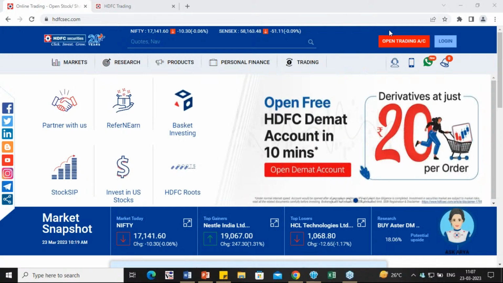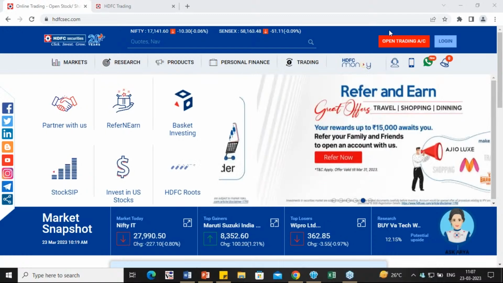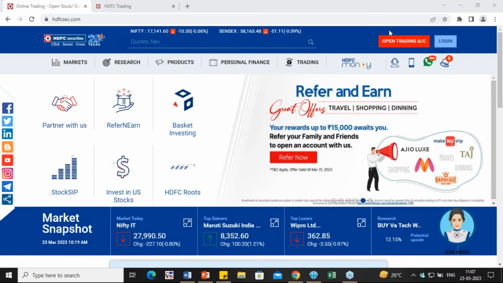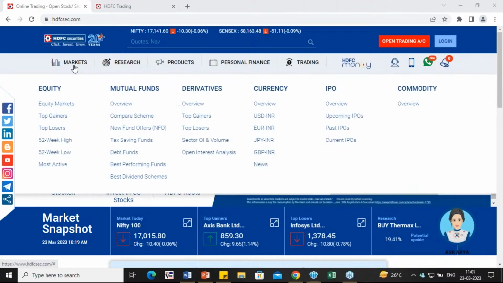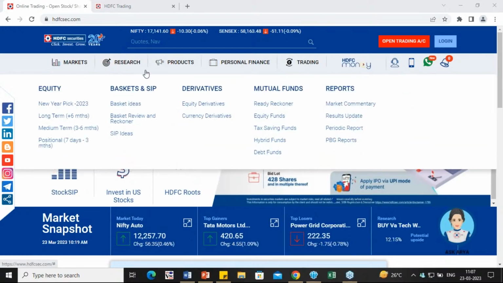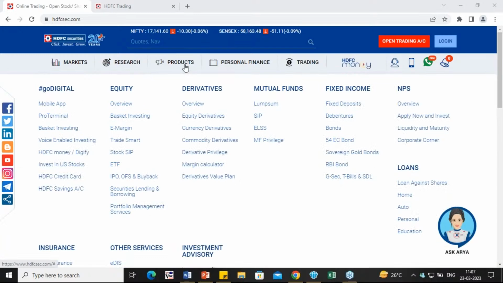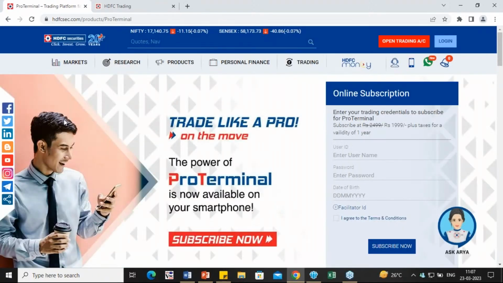As you can see on my screen, this is our HDFC pre-login trading platform website. In that, you can see the option called Market, Research, Product. In the product, just click on Product, and in the first column you can see the hashtag Go Digital column. Click that. In the second option you will find Pro Terminal. You have to click on the Pro Terminal. It will redirect to the subscription page.